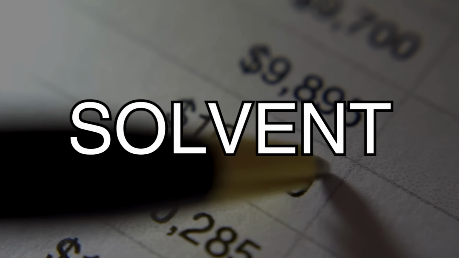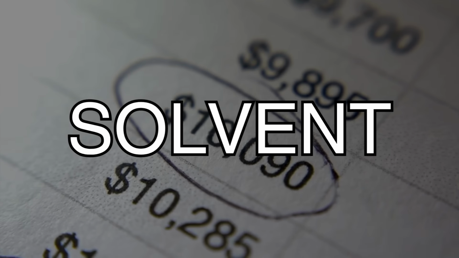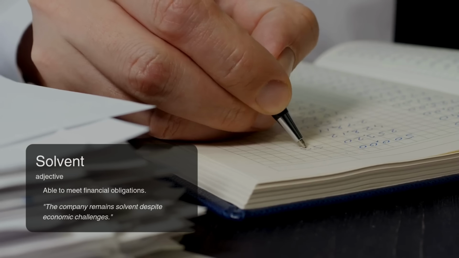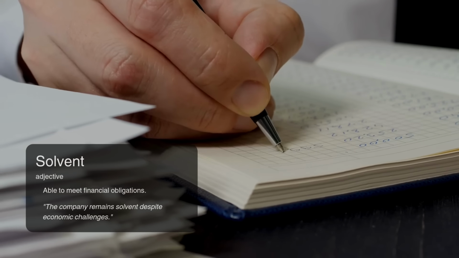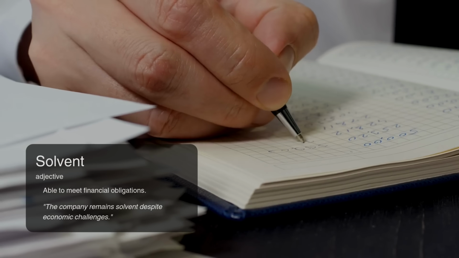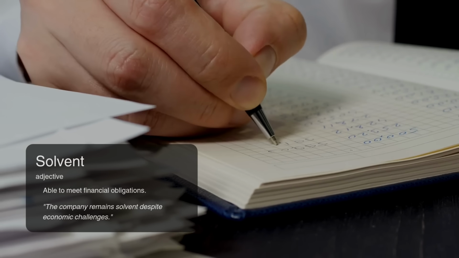Our next adjective is solvent. Solvent. We can use this word to describe when a business is able to meet financial obligations. The company remains solvent despite economic challenges.